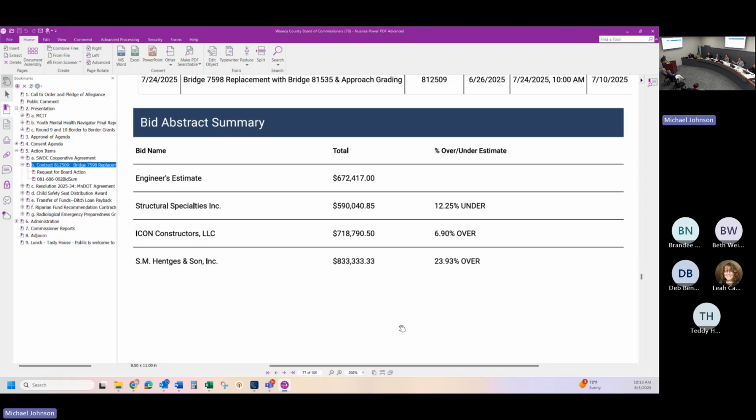Have a motion? I'll make the motion. I'll second that. Moved by Commissioner Hargis, second by Commissioner Crossley to accept the low bid for the bridge replacement from Structural Specialties Incorporated. Is there any discussion?